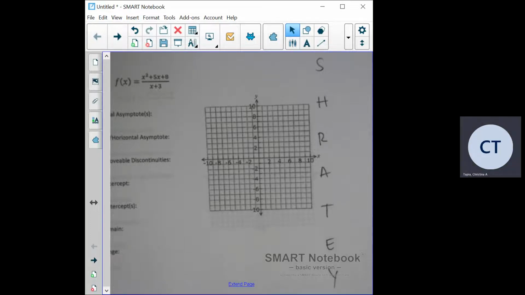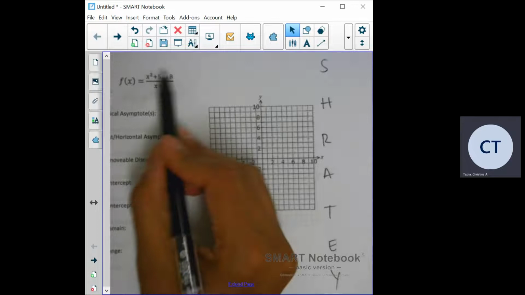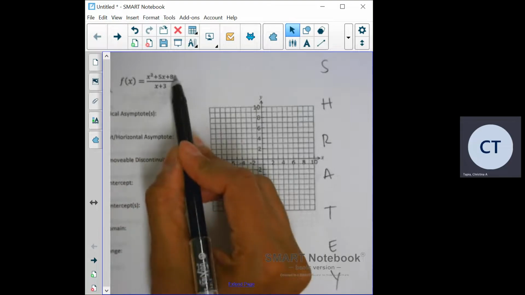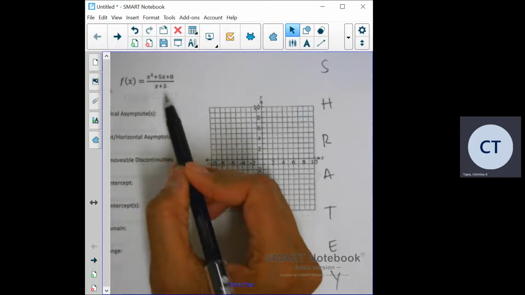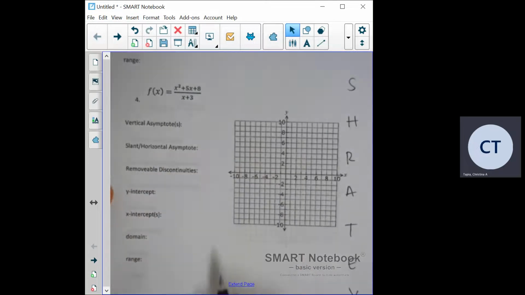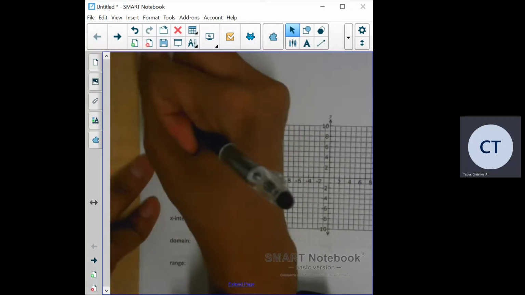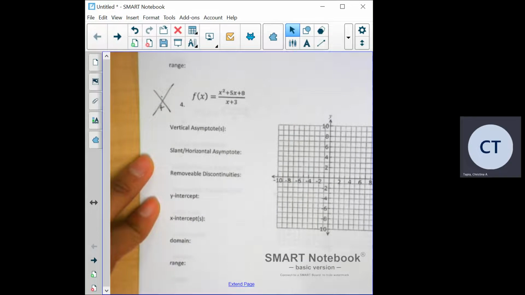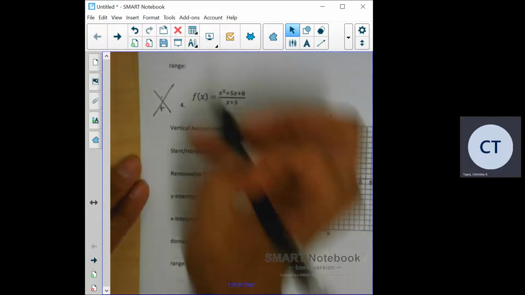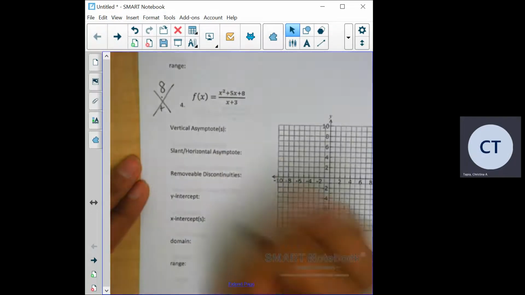So the S stands for simplify. In this problem, I need to see if I can simplify the numerator, denominator, maybe something will cancel. Let's try to factor that numerator. So over here to the side, I'm going to create a little X chart, and I'm going to try to factor. I need two numbers that multiply to 8, but add up to 5.